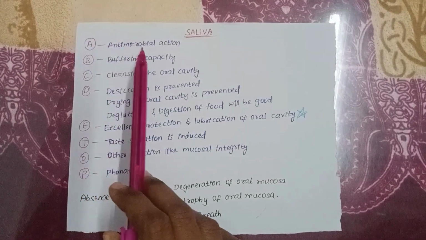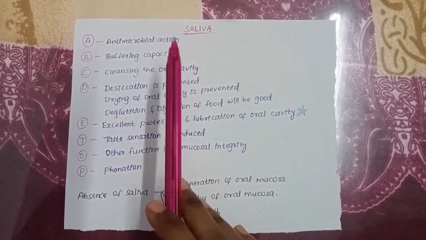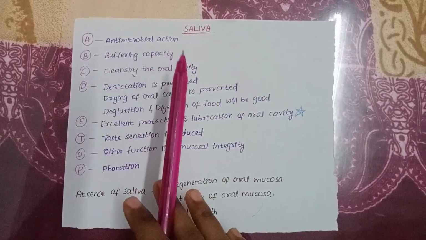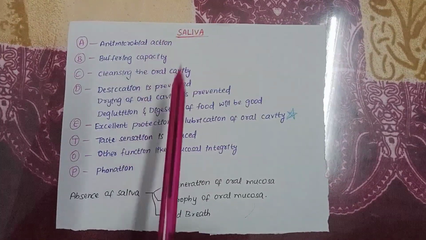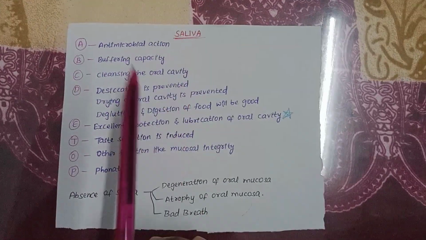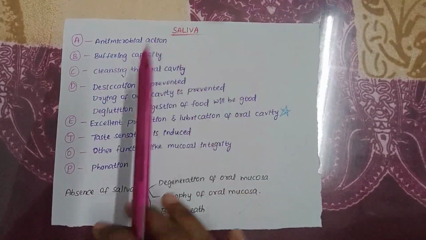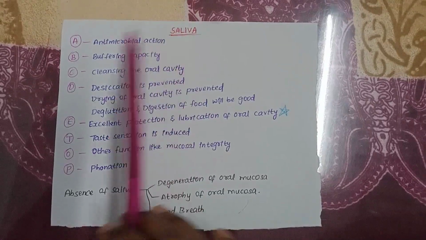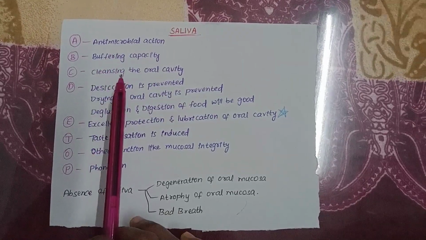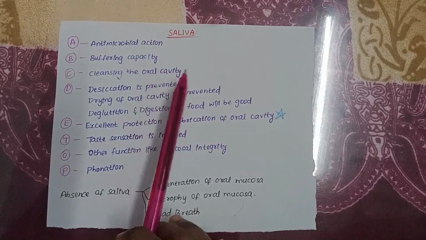A. Antimicrobial action. Saliva consists of certain elements which fight against all the microorganisms and disease causing infectious agents present within the oral cavity. B. Buffering capacity. Saliva has a certain capacity to maintain appropriate pH within the oral cavity. C. Cleansing the oral cavity. Saliva has a nature of cleaning and maintaining a moist condition within the oral cavity.